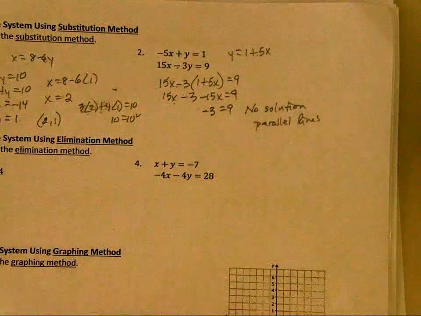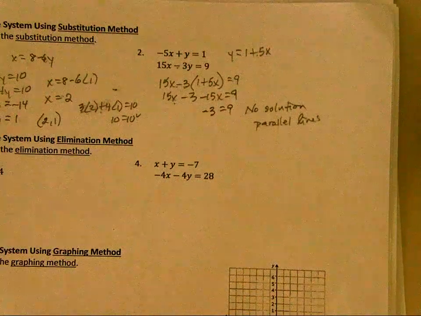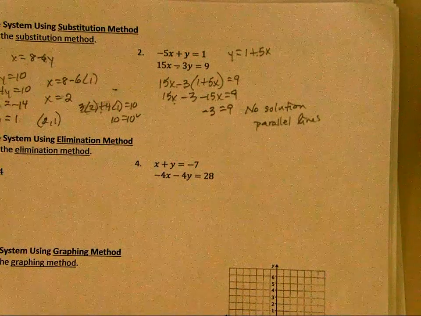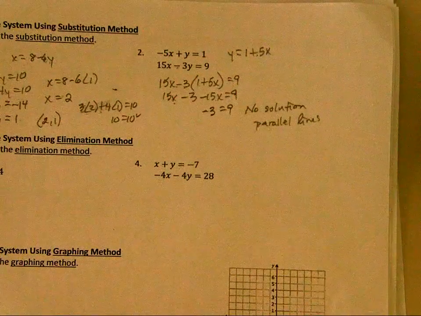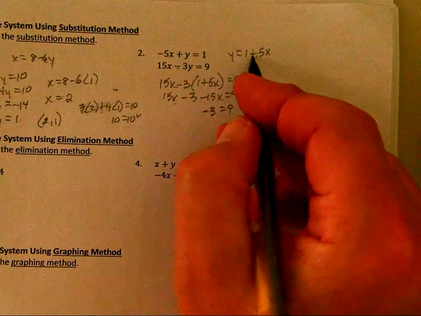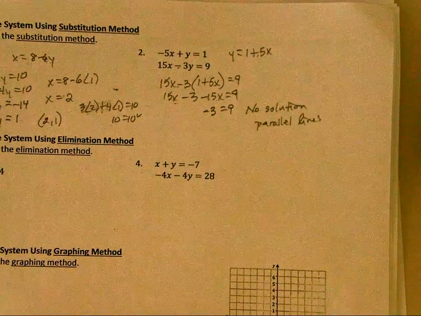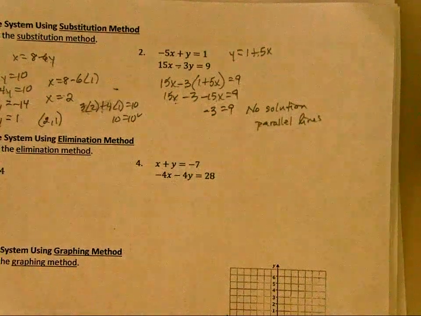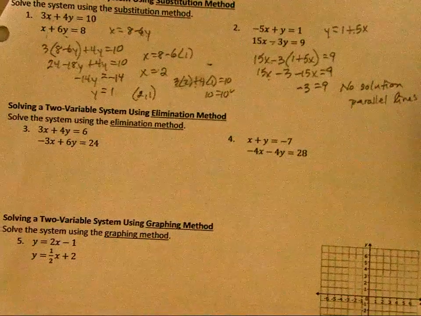All right, that's substitution. So again, pick one of the equations, solve it for a variable, plug that into the other equation, then that'll give you one answer. Plug that into the thing you first set up, that'll give you your second one. All right, now the other method is elimination, the second one.